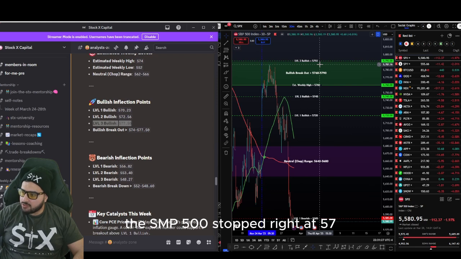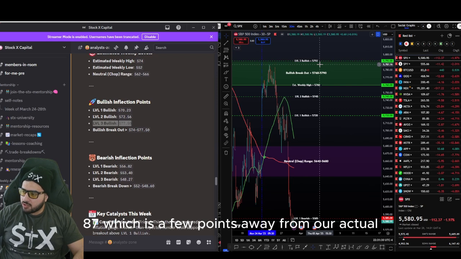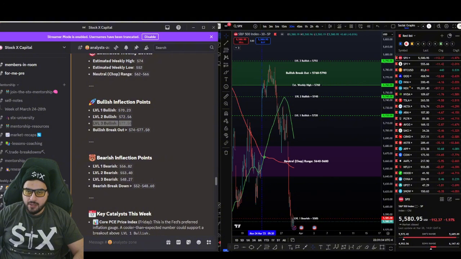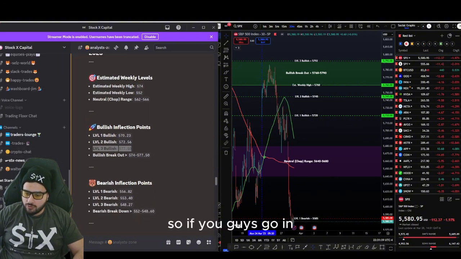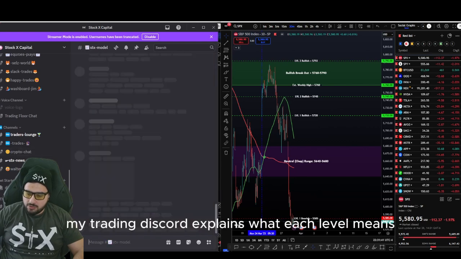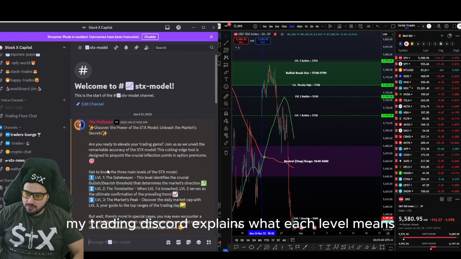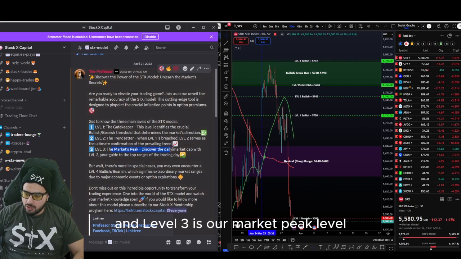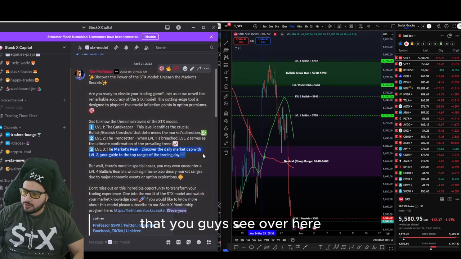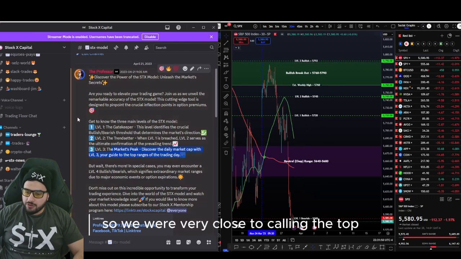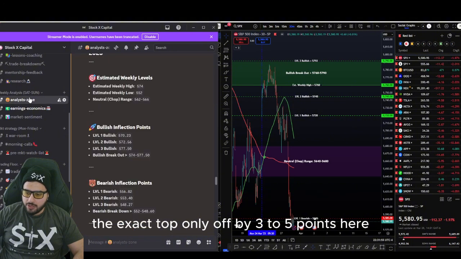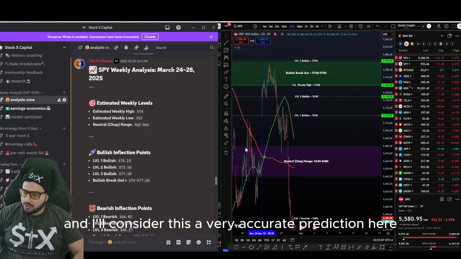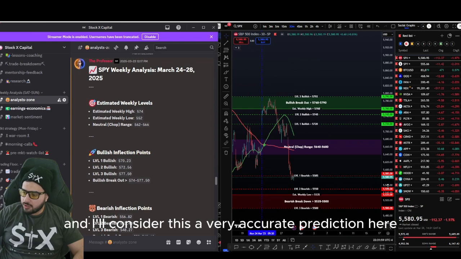Although it was off on SPX and SPY, you can kind of see that the S&P 500 stopped right at 57.87, which is a few points away from our actual top level at level 3. Level 3 is our absolute reversal zone. If you guys go in my trading Discord, it explains what each level means, and level 3 is our market peak level that you guys see over here. So we were very close to calling the exact top, only off by 3 to 5 points here. And I'll consider this a very accurate prediction here.